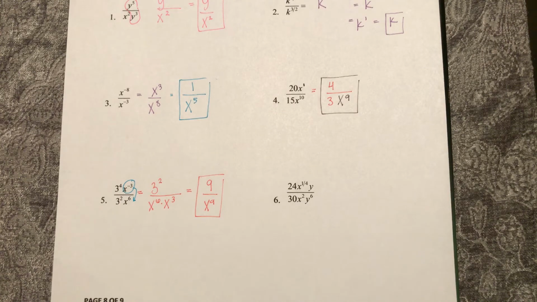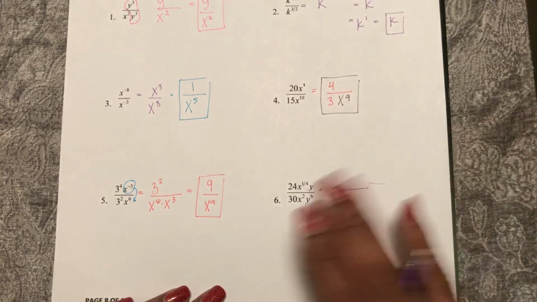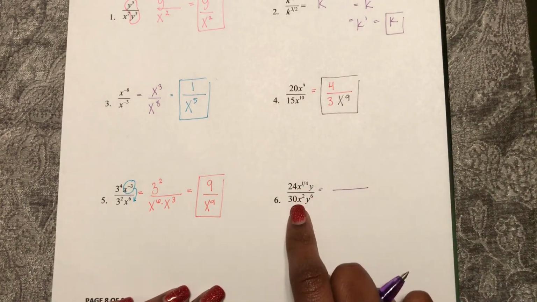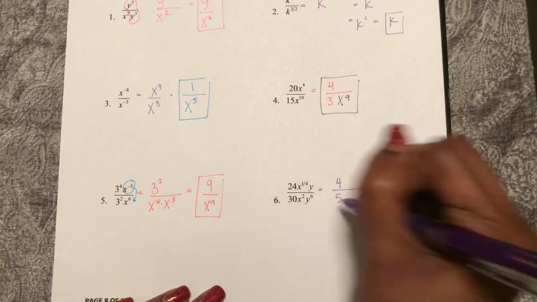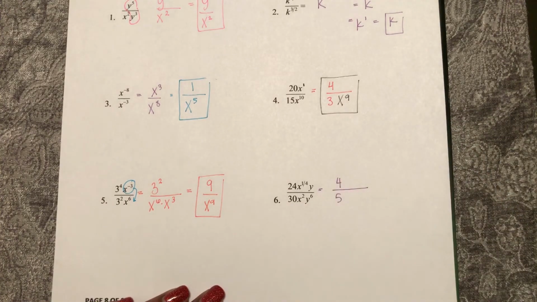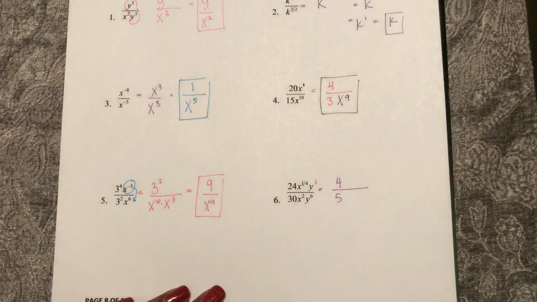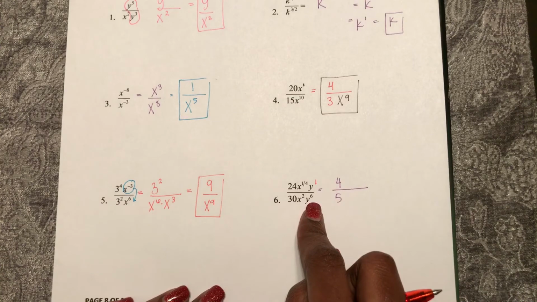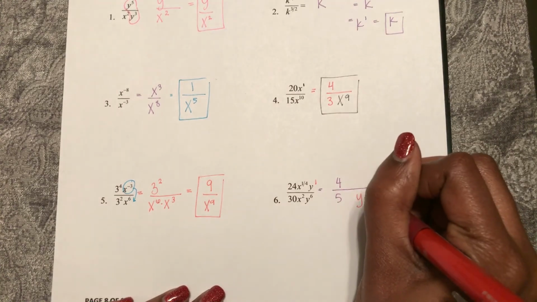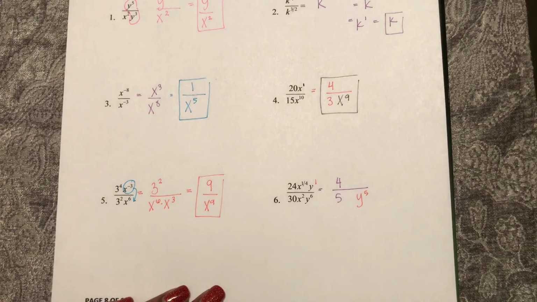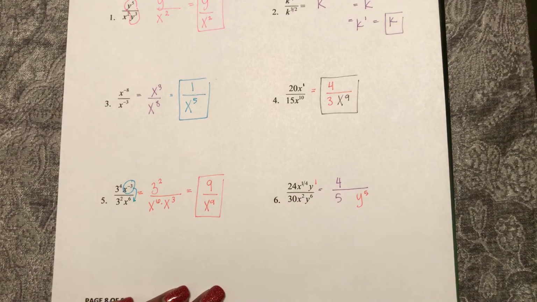And here in number 6, same idea. First, I simplify the fraction of my numbers. 24 and 30 are both divisible by 6. That leaves 4/5. Now here, I have y to the 1st on top and y to the 6th on bottom. 6 minus 1 makes y to the 5th in my denominator. Always do my largest minus my smallest exponent.